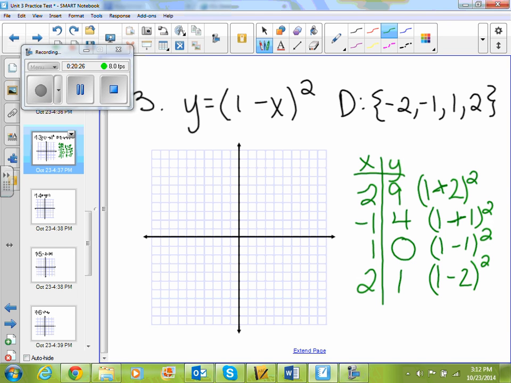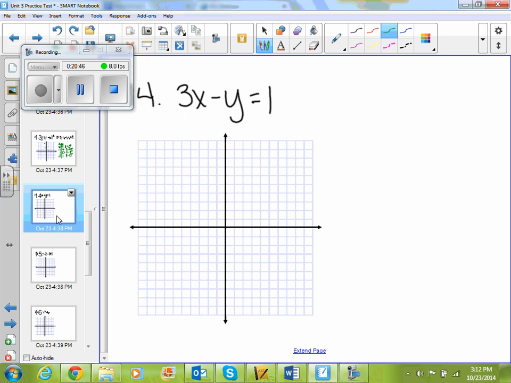So negative 2, 9 is back 2 up 9. Negative 1, 4 is back 1 up 4. 1, 0 is 1, 0. And 2, 1 is over 2 up 1. Do I connect my points? Nope.